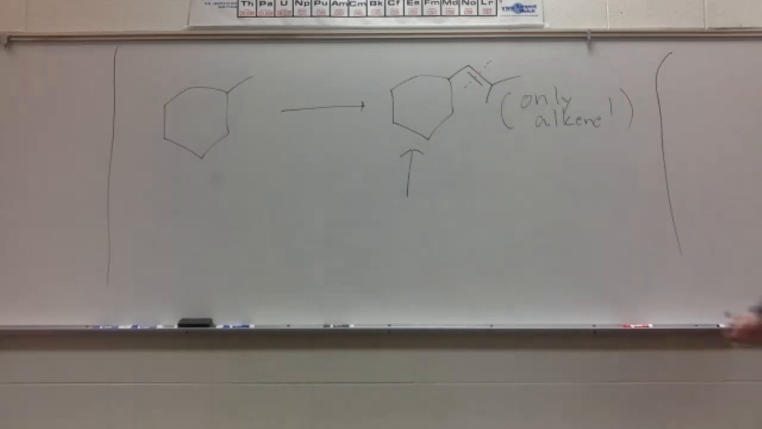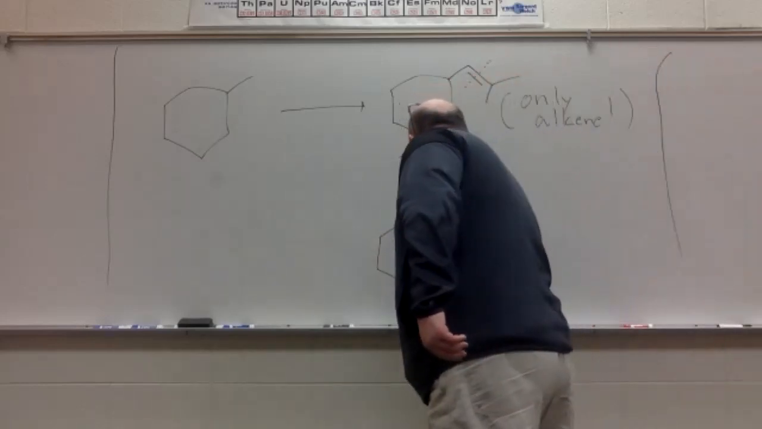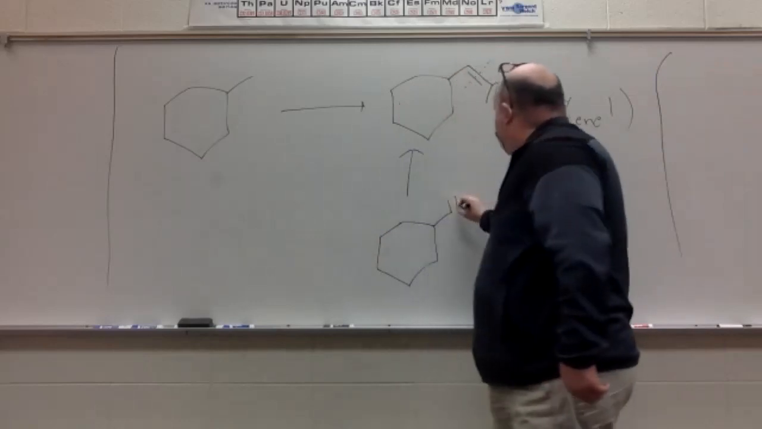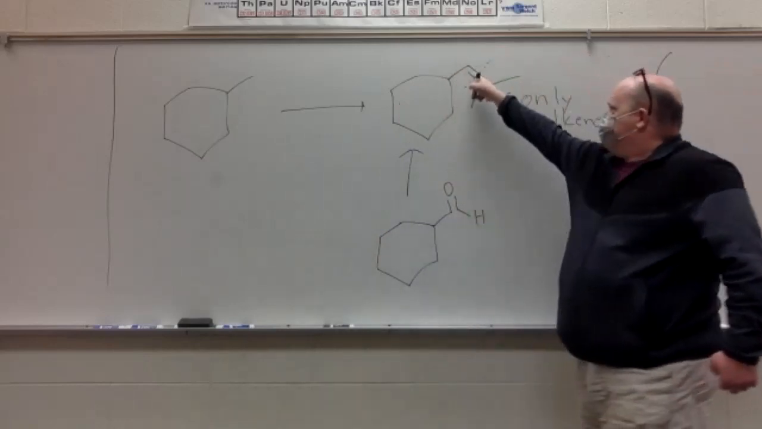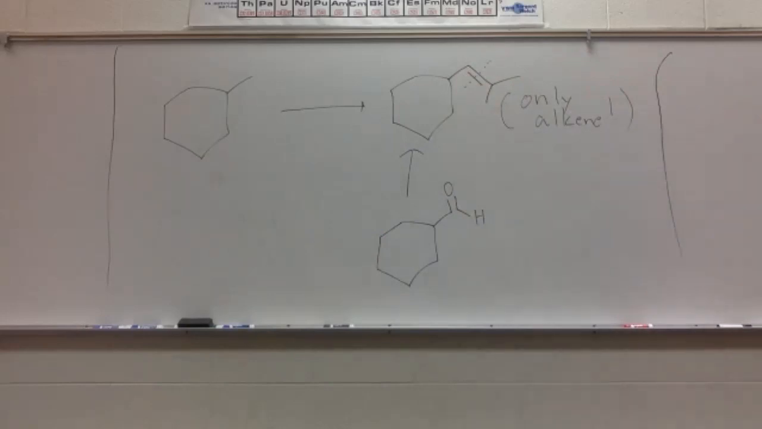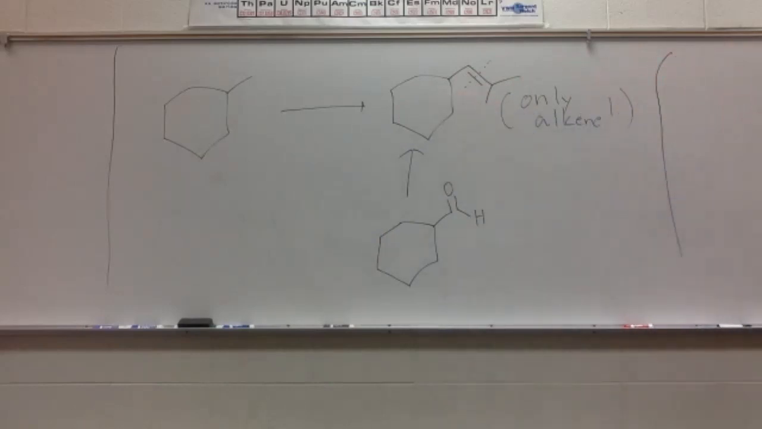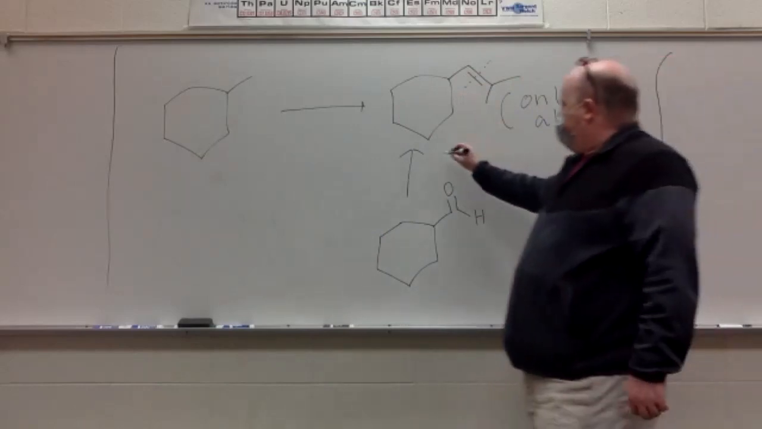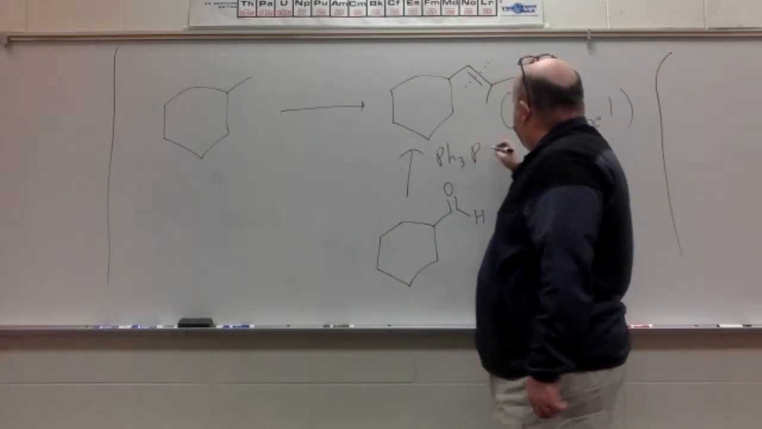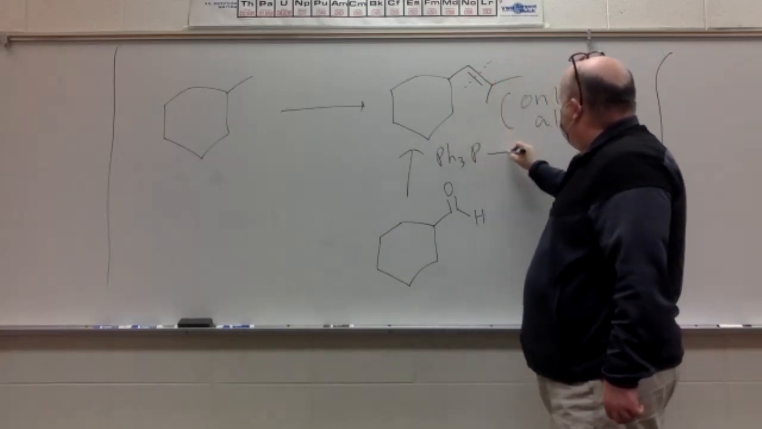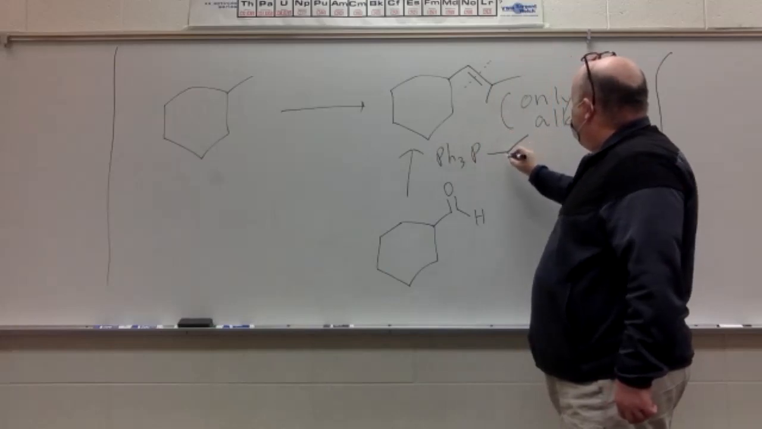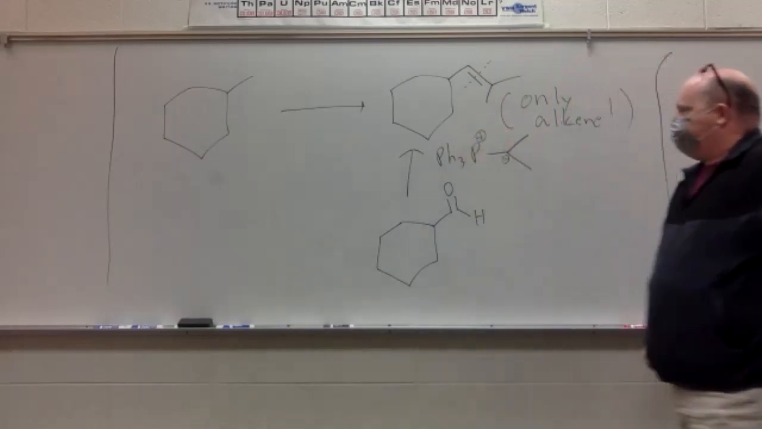Okay. So if you're looking at this, you actually could do this two different ways. There's more than one route here. You could make either one of these the aldehyde or ketone, and either one of those the Wittig reagent. I'm going to choose to do this one as the aldehyde or ketone. So your Wittig reagent then is going to look like that.